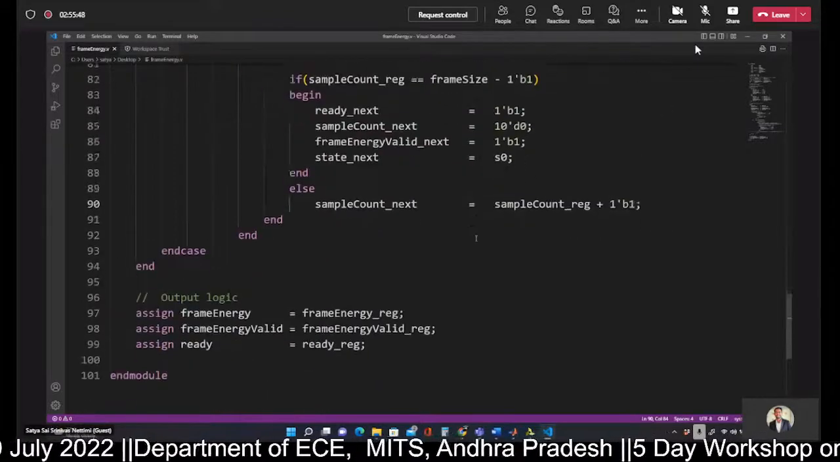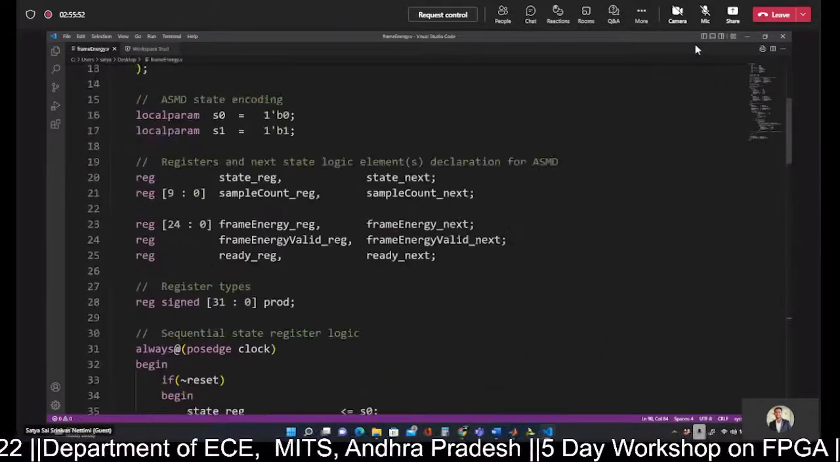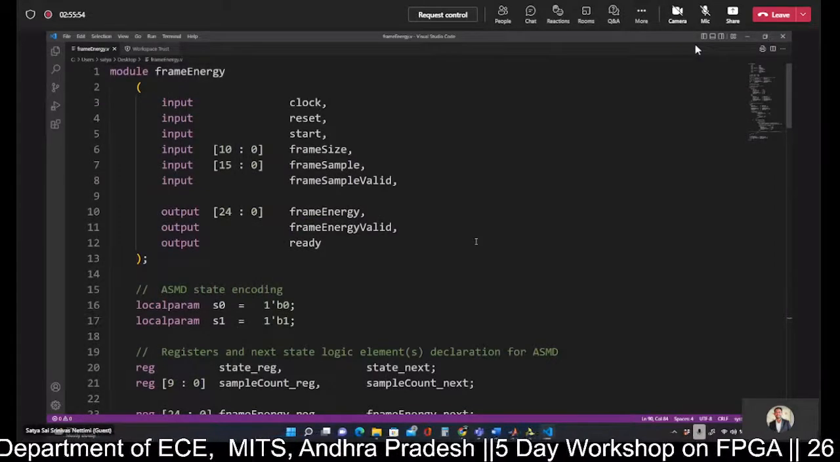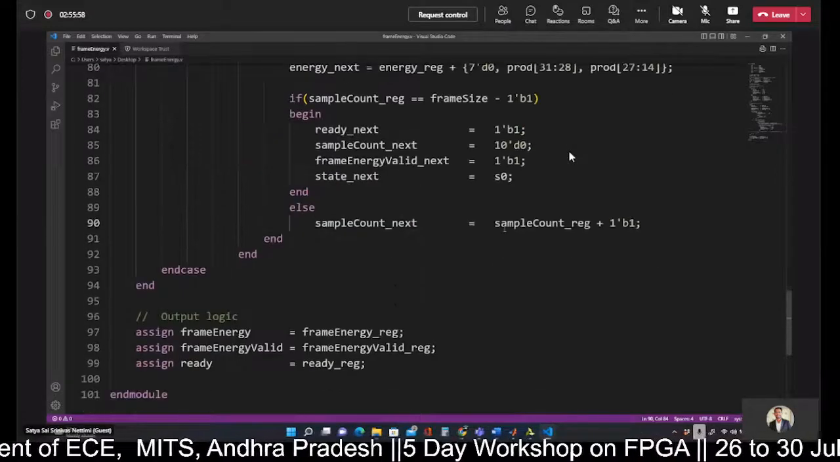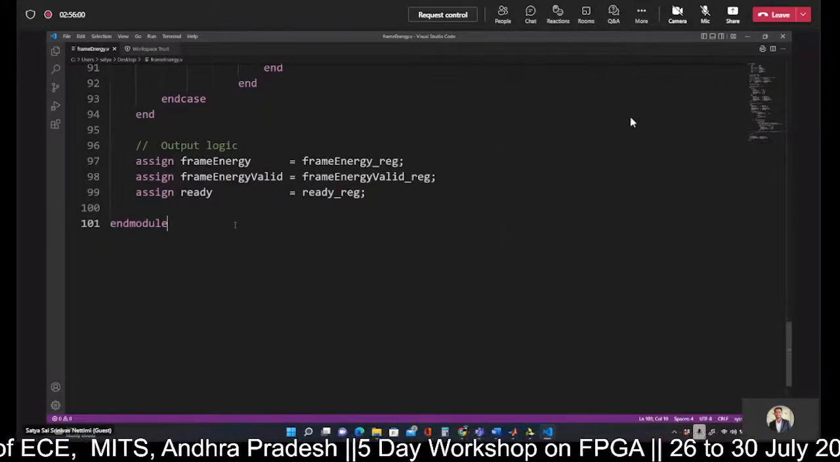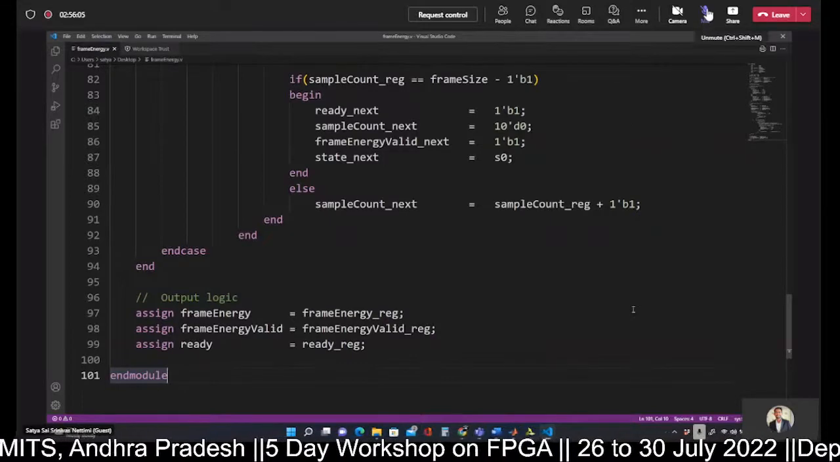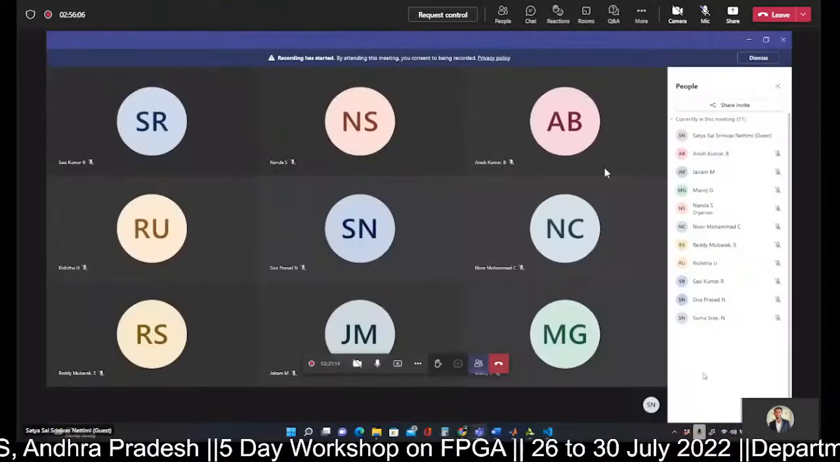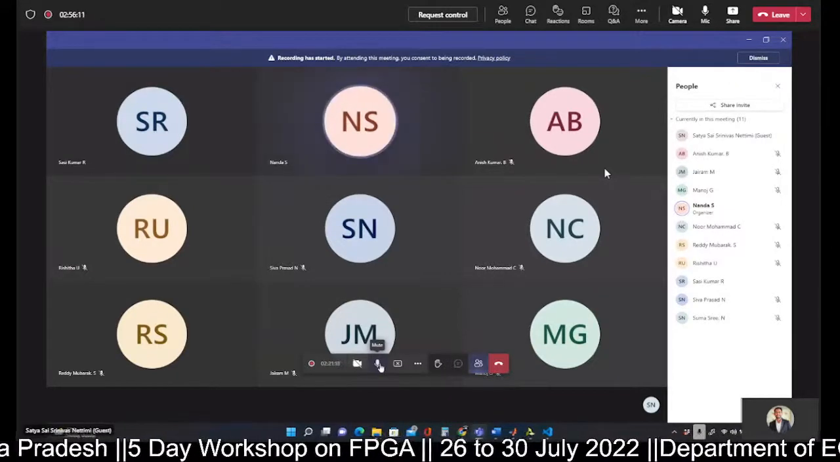If anyone has not completed, then try to complete this coding by checking the video tutorial. We will meet at 2 o'clock and we will write a test bench for this, and then we will simulate and we will check how our design module is working. So that's it from my side. If anyone has any queries, sir. We will continue after the break at 2 p.m.